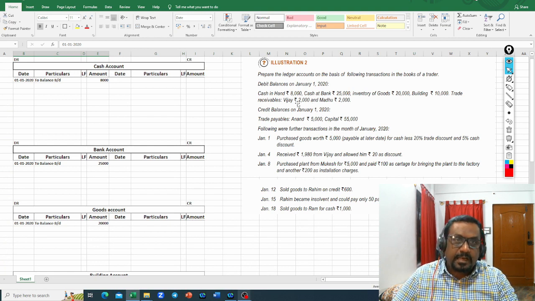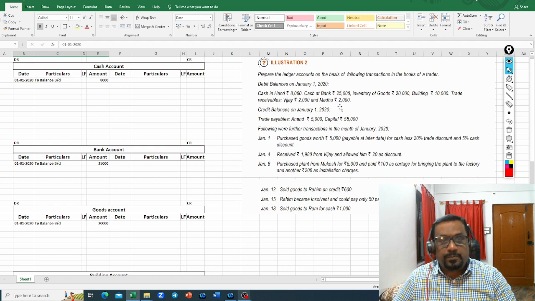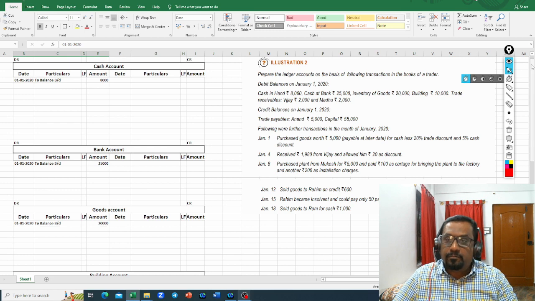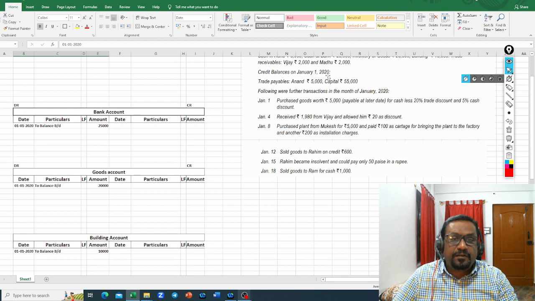All assets are debit balances. Hence in Vijay account I mentioned to balance brought down 2000. For Madhu account I mentioned to balance brought down 2000. Clear? So this total line we have accounted now, posted. Now credit balance on 1st January 2020. Trade payables Anand 5,000, capital 55,000.